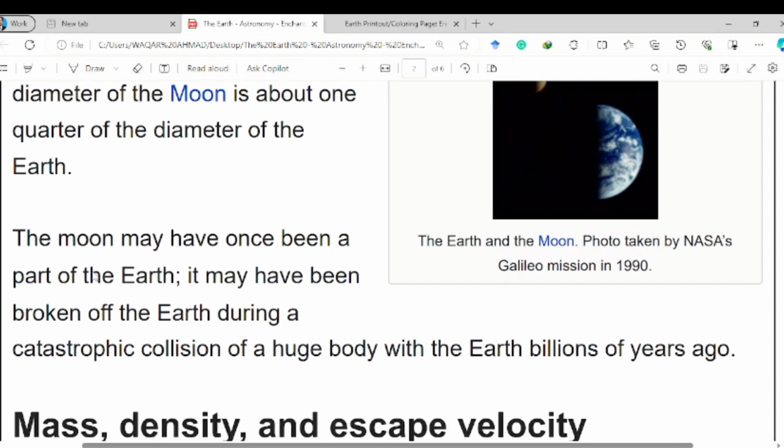Okay, the moon may once have been a part of the Earth. It is a theory, it may be true, it may be wrong, but it may have been broken off the Earth during a catastrophic collision with a huge body billions of years ago.